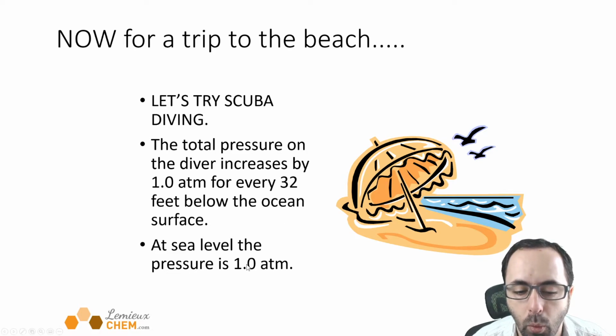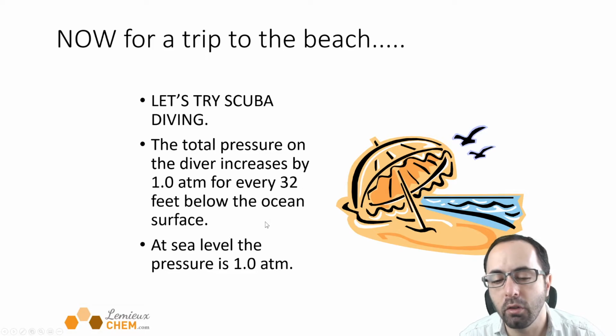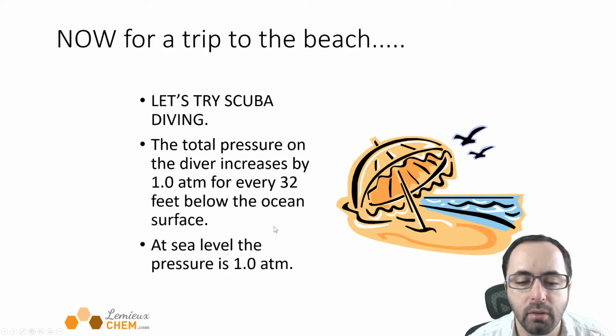So at sea level, it's 1 atmosphere. For 32 feet below sea level, the pressure is 2 atmospheres, and another 32 feet down, it's 3 atmospheres, and so on.